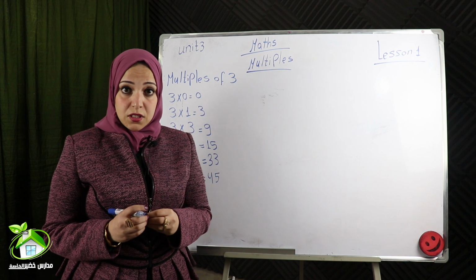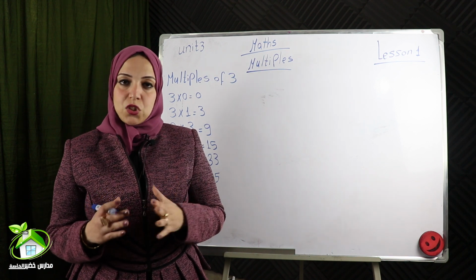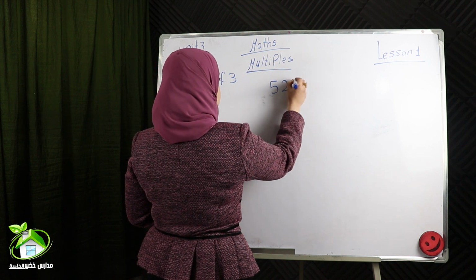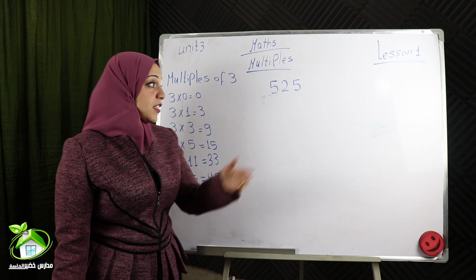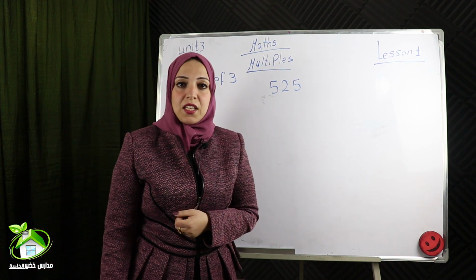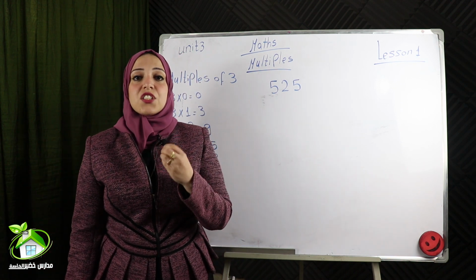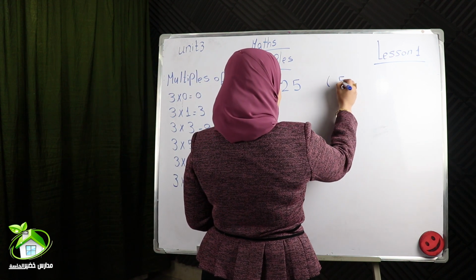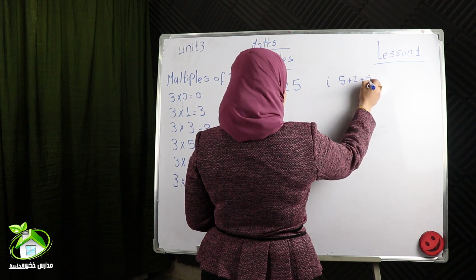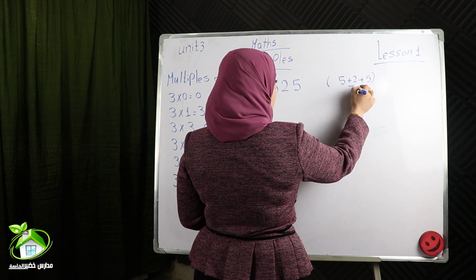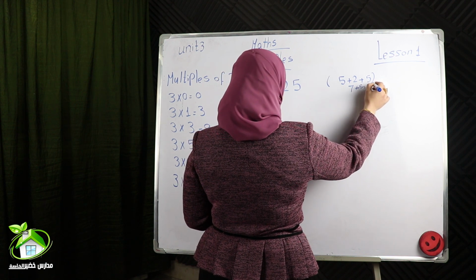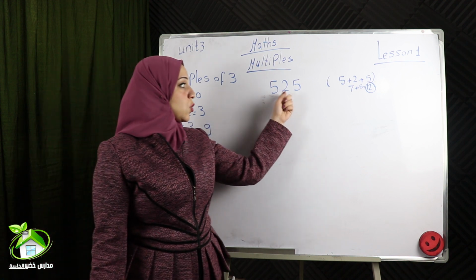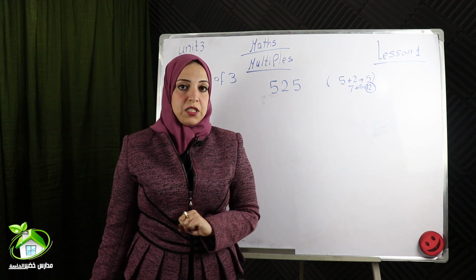If I have a number formed from more than 2 digits, like 525, and I want to know if this number is a multiple of 3 or not, what can I do? I get the sum of its digits. 5 plus 2 plus 5. 5 plus 2 equals 7. 7 plus 5 equals 12. And the result is a multiple of 3. So 525 is also a multiple of 3.